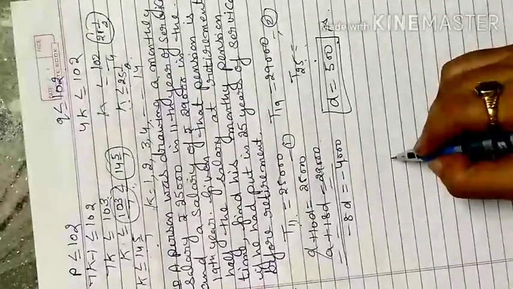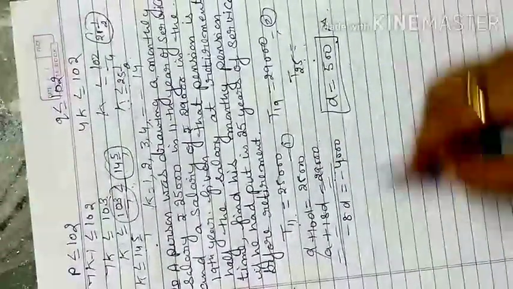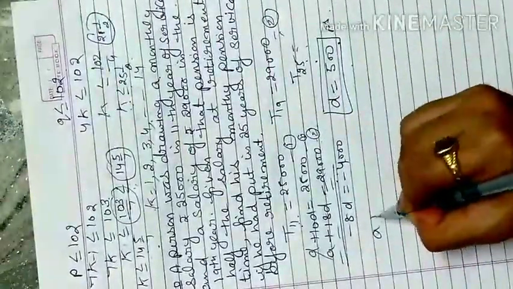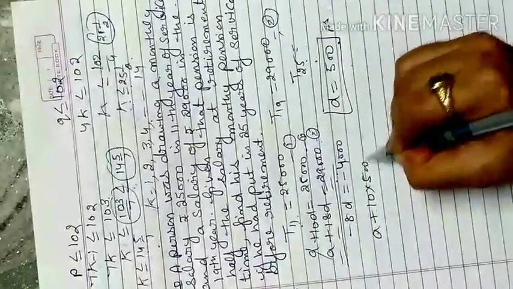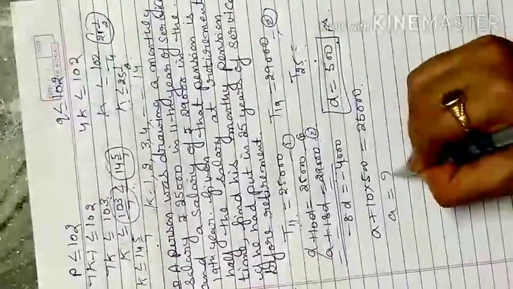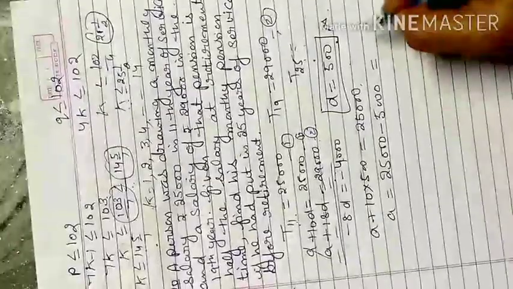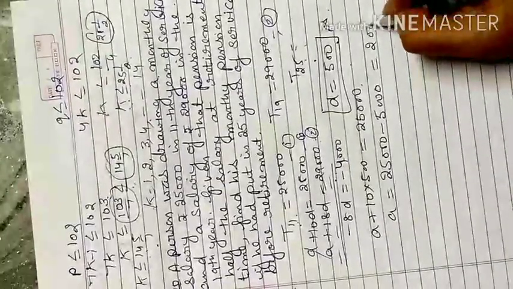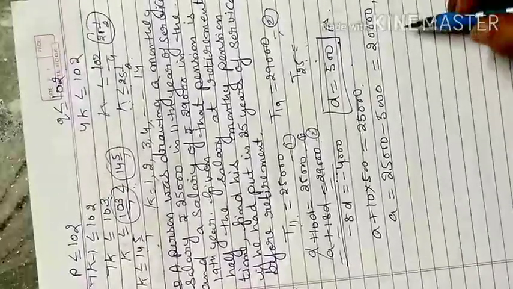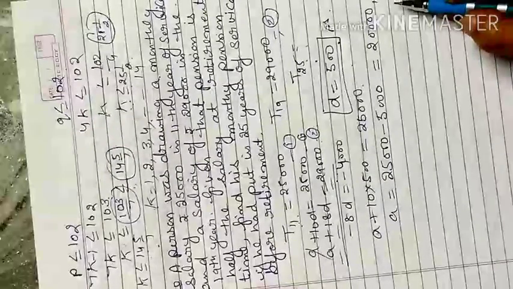So now you have to find the first term. In either of these two equations, you have to substitute the value of d. Suppose in the first equation I substitute the value: a plus 10 into 500 is equal to 25,000. That means a is equal to 25,000 minus 5,000. So that is 20,000. That means when he joined the service, his salary at the very beginning was 20,000, and year by year 500 is incremented.